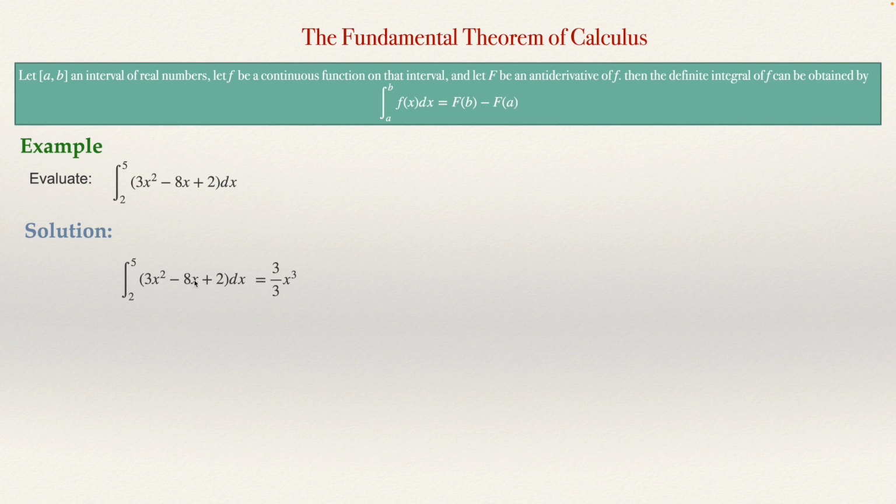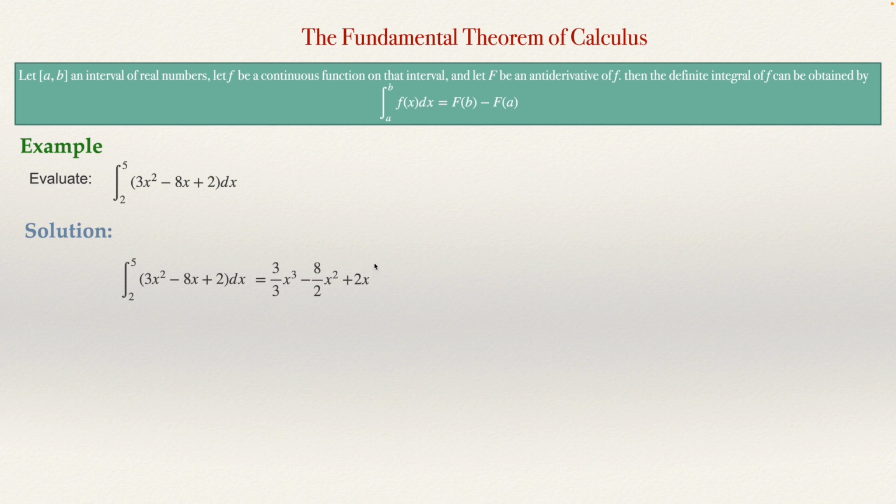In the second one, we notice that the exponent is now 1. The new exponent will be 2, and this 2 will also be the denominator of the factor. So it will be minus 8 over 2 x to the power 2. And finally, this is like x to the power 0, so it will be 2x to the power 1 divided by 1, or 2x. And that's it. We don't need to use any constant of integration in this case.